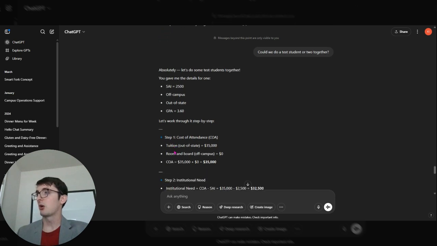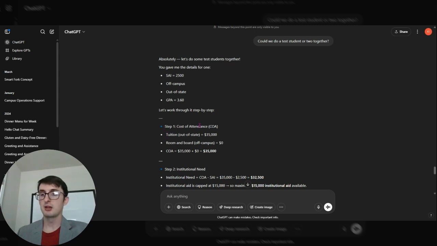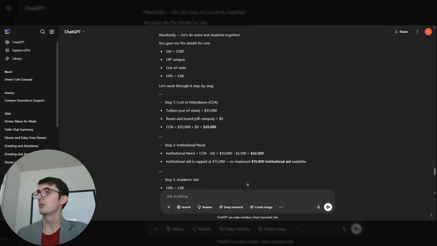And so he's going to walk us through what he's trained to do. First, you're going to calculate the cost of attendance. So out of state tuition, I gave them just sample numbers of what this process would look like. Obviously, the exact numbers would vary by the university and different policies that it has. But out of state tuition, I said was 35,000, whereas in state tuition would be 25,000. Off campus room and board, you're not paying the university dollars, and so for this calculation, that is zero. And so this student's COA is $35,000.